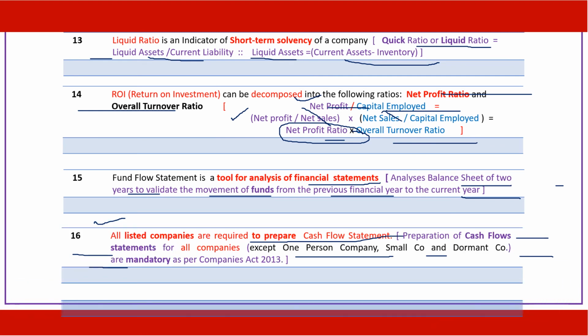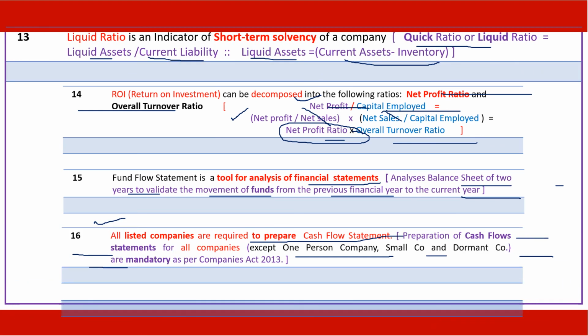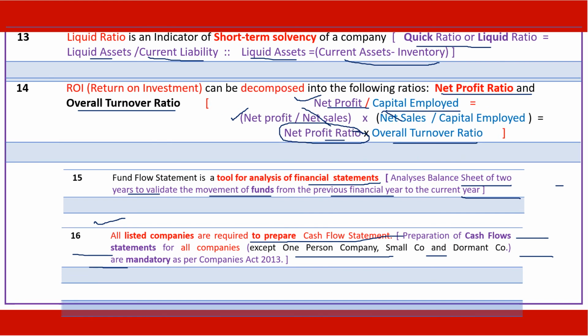Liquid ratio is an indicator of short-term solvency. Liquid ratio means liquid assets divided by current liability. Liquid assets means current assets minus inventory. ROI can be decomposed into net profit ratio multiplied by overall turnover ratio. Net profit ratio equals net profit by net sales, and overall capital employed turnover ratio is nothing but net sales divided by capital employed.